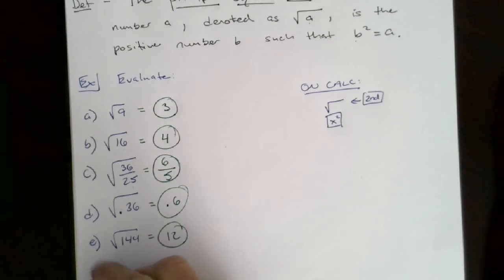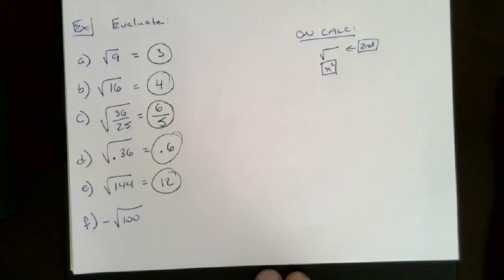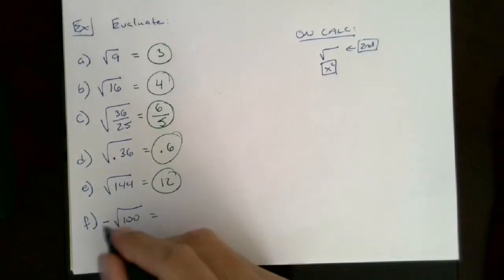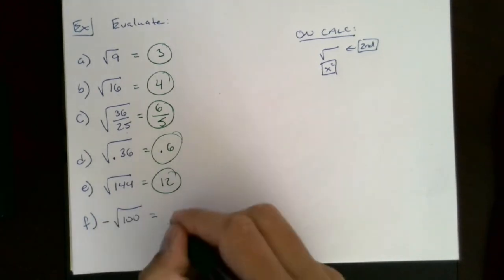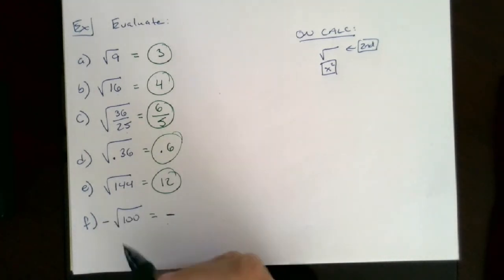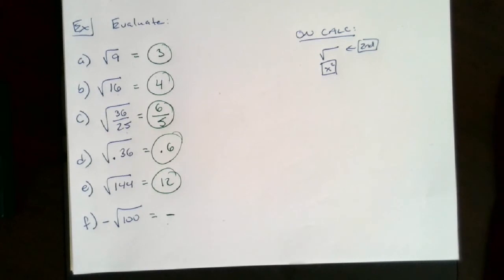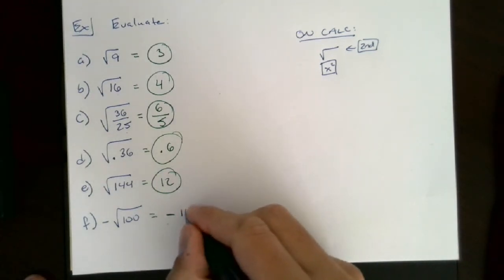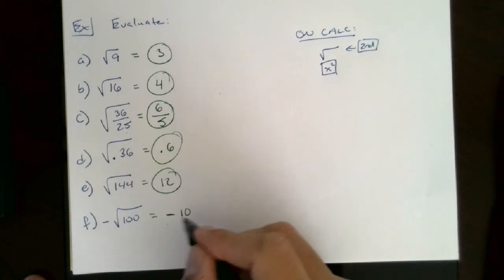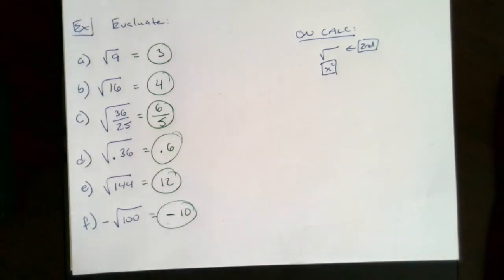Now if I put this one here, the negative square root of 100, keep in mind that the negative is out in front of the square root. It's not part of the square root. So when you go to look at this, the negative will stay in front. And then you're just taking the square root of 100. Well, the square root of 100, what number times itself gives you 100? Well, that number is 10. So the answer here will be negative 10. Make sure you keep that negative in front because it stays in front.